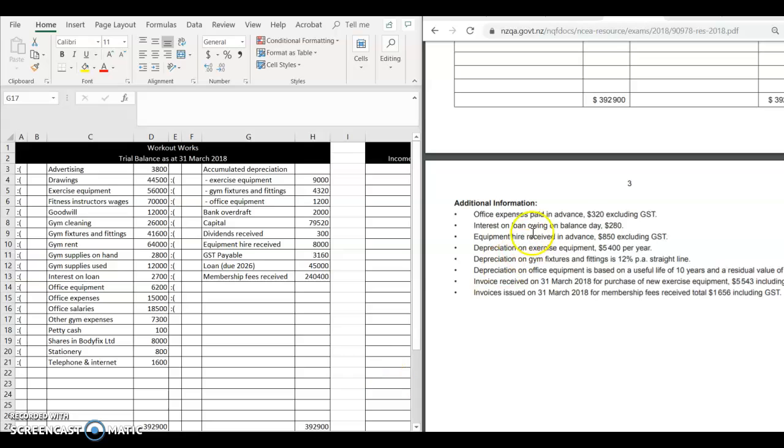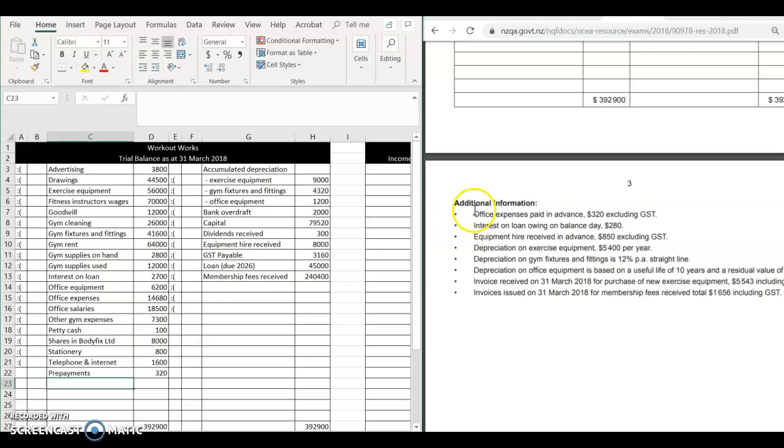So the first adjustment we're going to do is office expenses paid in advance, 320. So find your office expenses. Because it's paid in advance, we have to take it off. In advance means take away. I'm going to take it off by putting a formula up here, minus the 320. You'll see it totals down here for us as well. So expenses paid in advance are called prepayments. So we'll write prepayments. And the amount we've paid in advance is 320.